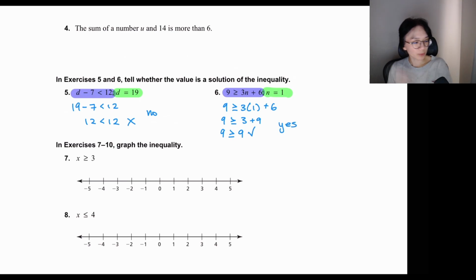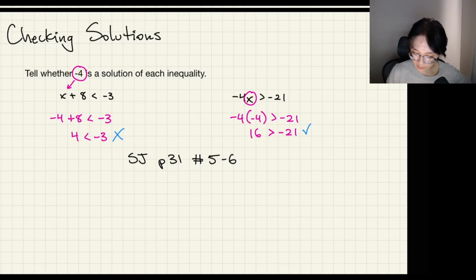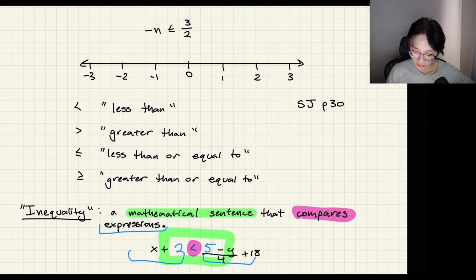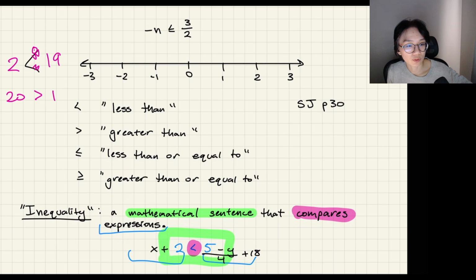You remember from elementary school with these symbols, if you treat this symbol like an alligator, it's got teeth, it's got eyes, the alligator eats the bigger number. So in this case, this one would be true. 19 is bigger, it eats the bigger number. 20 is greater than 1. 20 is bigger than 1. The symbol faces eating the bigger number.